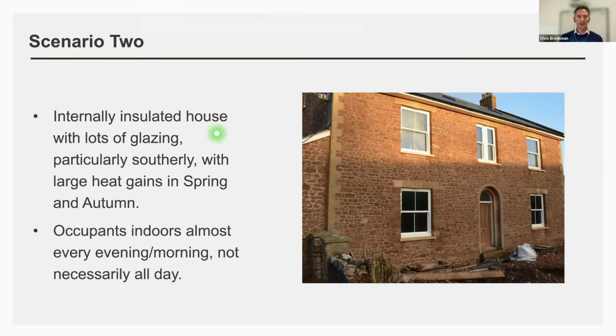So if you've got an internally insulated house, it's got quite a bit of southerly glazing. We're looking more at spring and autumn time, where you've got a lot of solar gain through the windows. The sun is strong. Shading doesn't do anything because the sun's still quite low. So you get quite a lot of heat gain through those windows. The occupants are living there, probably a more common lifestyle where you're in every evening and morning. You might be around for some parts of the day, but you're generally at home most of the time.